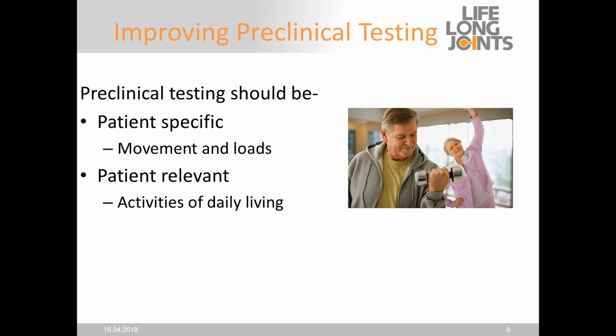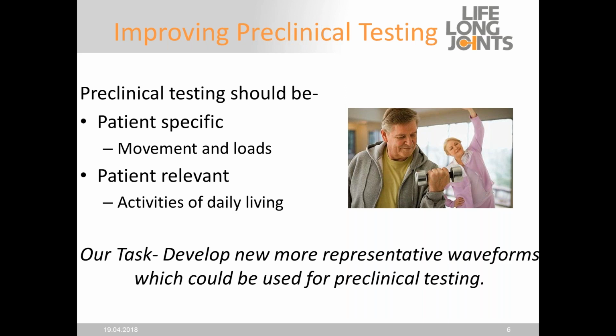When we looked at this question, we thought, how can we improve it, and what should preclinical testing be? The two main areas are that the movement should be patient specific, so we should collect it on total hip replacement patients. We should look at different movements, different activities of daily living, and therefore different loads. As I alluded to earlier, the range of activities that our patients do goes much beyond what is performed in the preclinical simulations. So with this in mind, our task as part of Lifelong Joints was to develop a new, more representative waveform which we could use for preclinical testing.